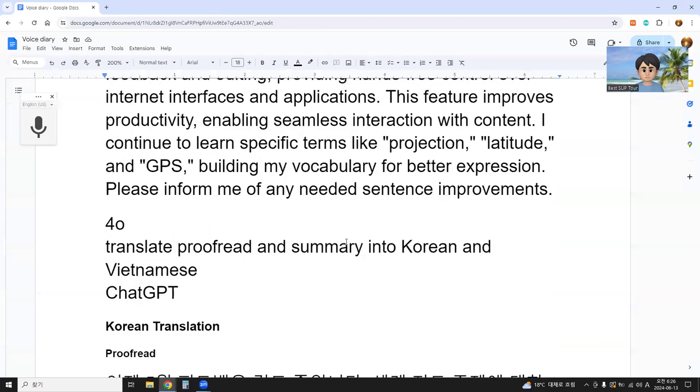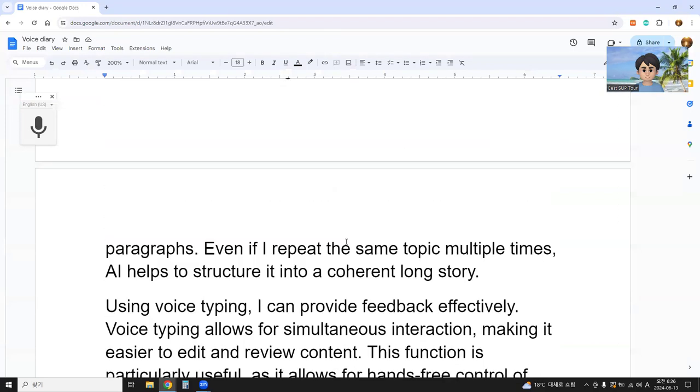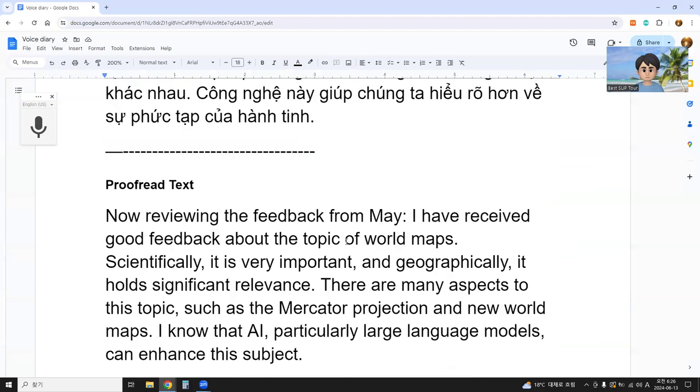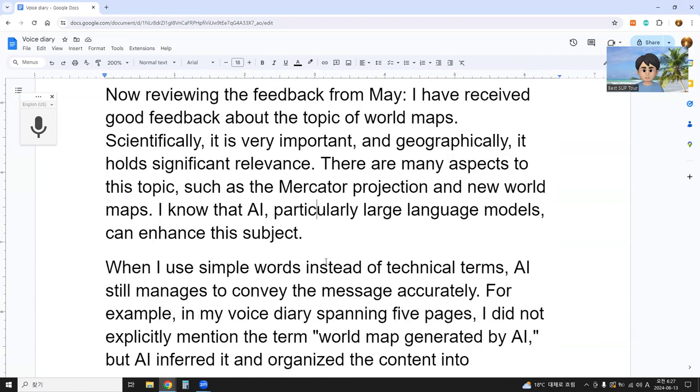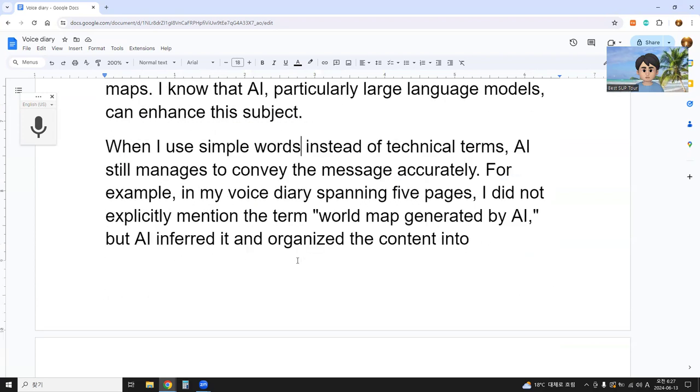I'm going to leave the review this way. Very good. Now, leaving the feedback from me, what I have received is good feedback about the W1 map. Scientifically, it's very important, and geographically, it holds a significant relevance. There are many aspects to this topic, such as the Mercator projection and new world maps. I know that AI, particularly large language models, can enhance this subject. So when I use simple words instead of technical terms, AI still manages to convey the message accurately.